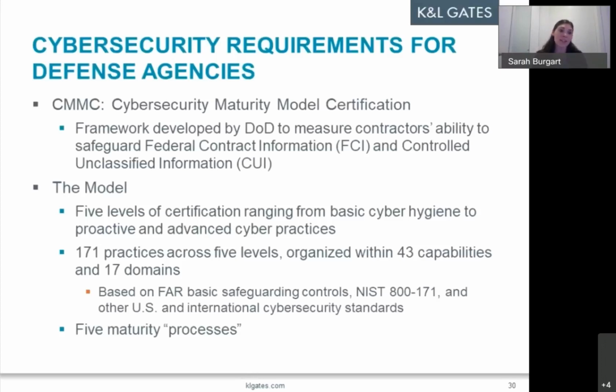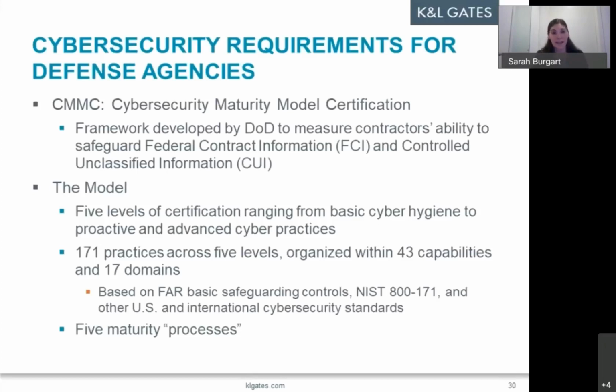In total, the model consists of 171 different practices across these 5 levels that themselves are organized into 43 capability groups and 17 domains. The domains are areas like access control, incident response, physical protection of facilities, just different types of compliance areas that you would worry about in cybersecurity. And the practices are more specific activities within those areas, like Erica was talking about on the last slide, like limiting access to certain users in your system, or literally having a security guard in front of sensitive facilities.